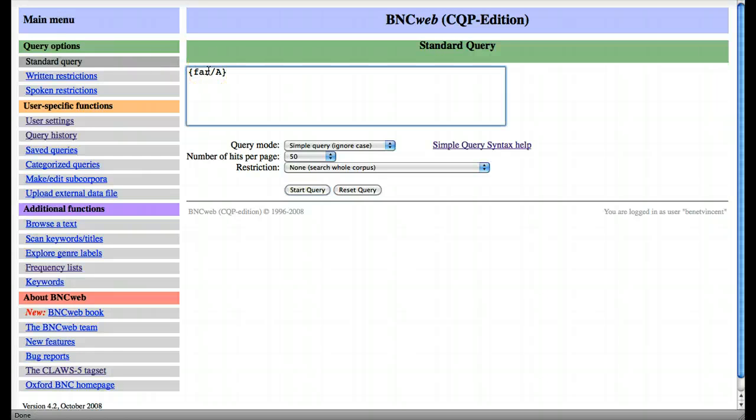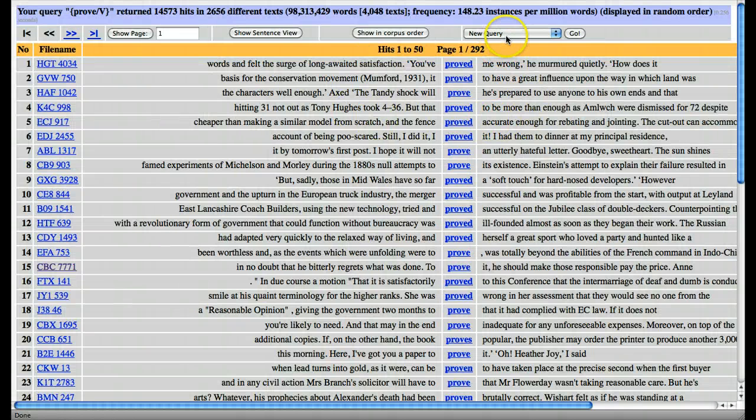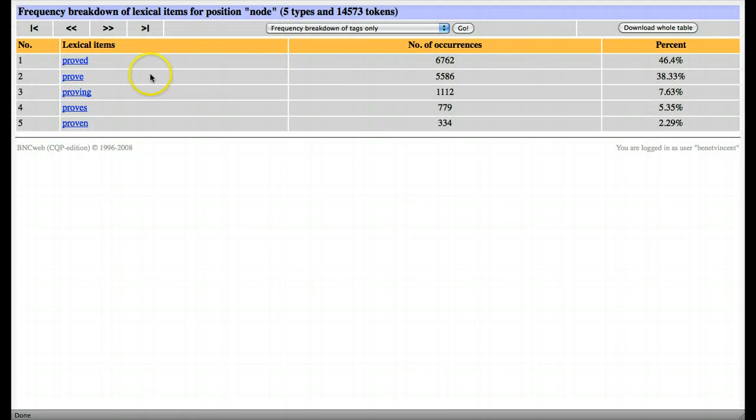The next one was prove, and we wanted to look at it as a verb. And again we can look at the 14,500 hits. How are they distributed? What's the breakdown? And we notice that proved is the most common, followed by prove, proving, and proven is the least frequent, with only 2%.